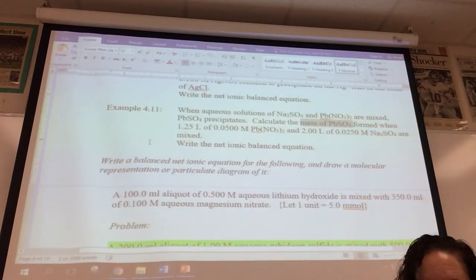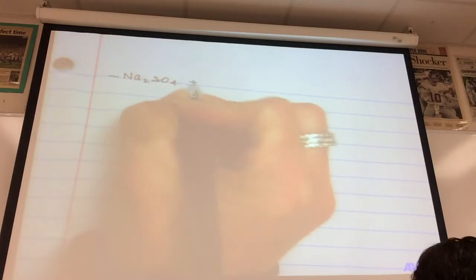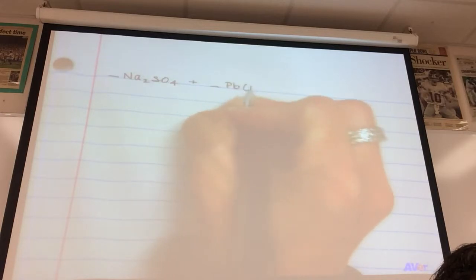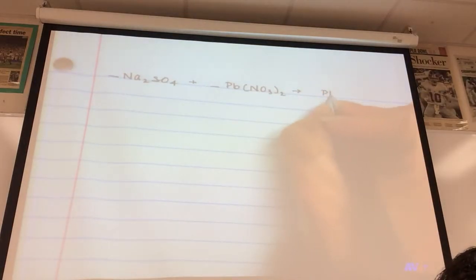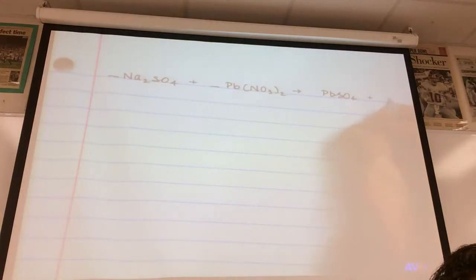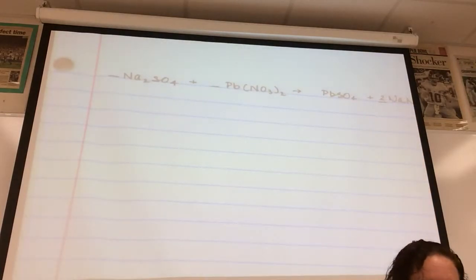So let's take a look here at how to work this problem. I always like to write at least the reactants, or in this case a balanced chemical reaction. They're also asking you to write the net ionic balanced equation for further practice. So what you are looking at in this particular problem is you've got sodium sulfate reacting with lead 2 nitrate, and you're going to generate lead 2 sulfate and sodium nitrate. Balanced equation.